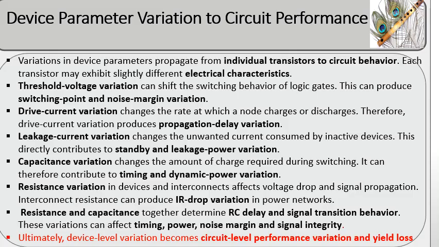At the interconnect level, resistance variation produces changes in voltage drop and signal propagation. Together, resistance and capacitance determine RC delay and can influence signal integrity. Therefore, the variations that originate at the fabrication level eventually appear as measurable variations in circuit timing, power, noise margin, signal integrity, and overall performance.